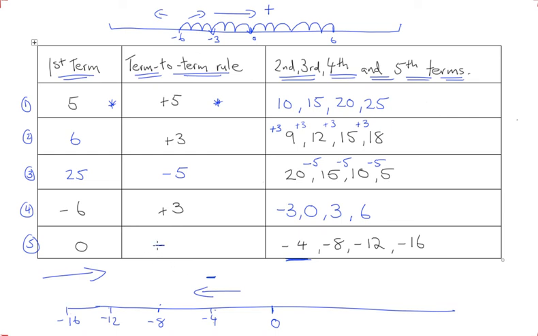So the rule must be subtracting. Now what's the difference between the numbers? It's 4, isn't it? So it's minus 4. So we figured out the term-to-term rule is minus 4. And that's how we fill in one of these tables when we have blanks.